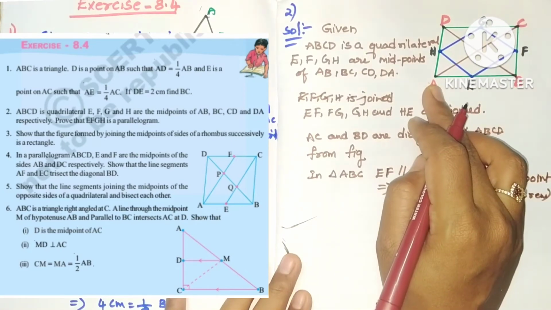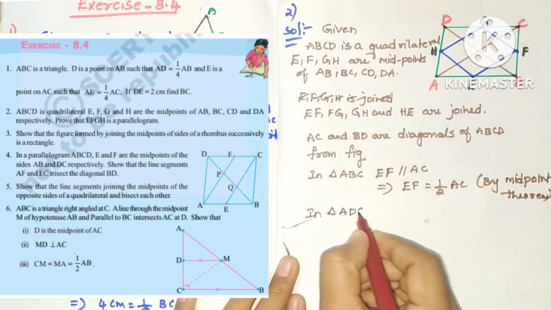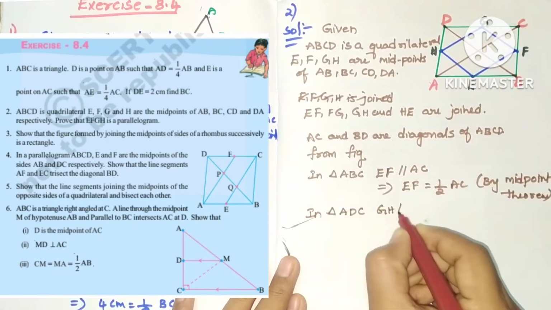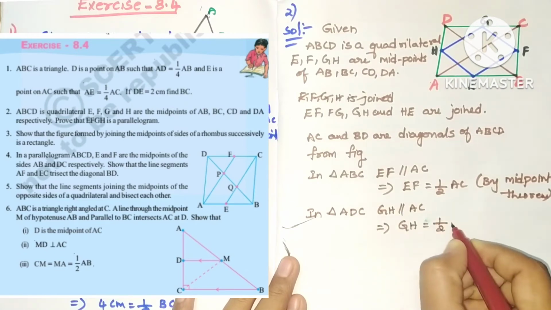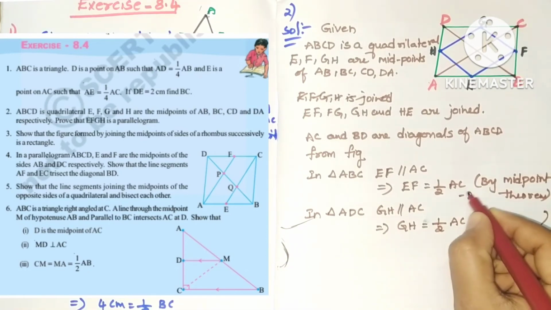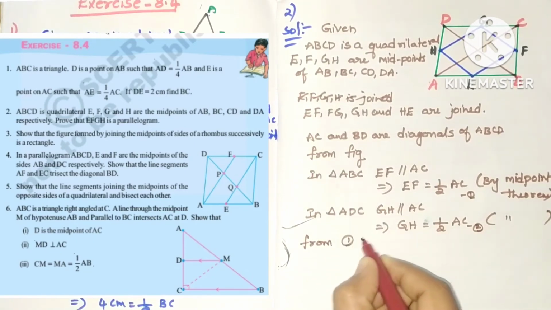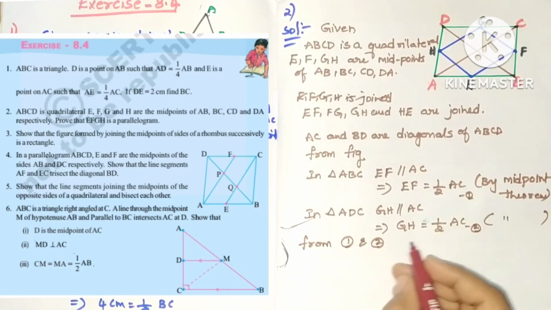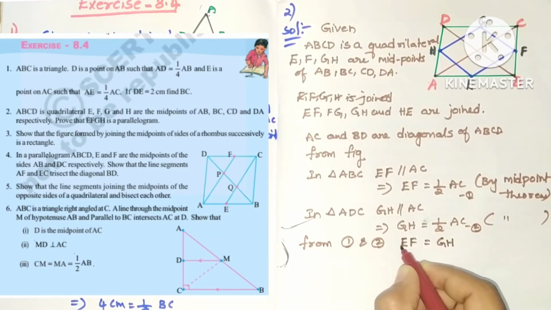Similarly, in triangle ADC, GH is parallel to AC. GH is parallel to AC. Again, GH equals half AC, same by the midpoint theorem. So let it be 1 and let it be 2. So from 1 and 2, the right hand sides are equal, right? So then the left hand sides are also equal. EF equals GH.